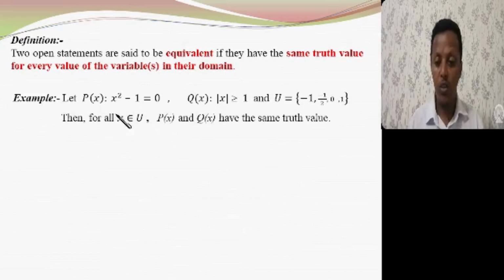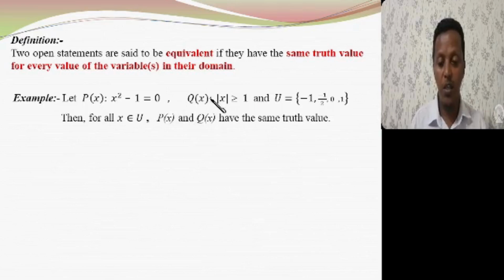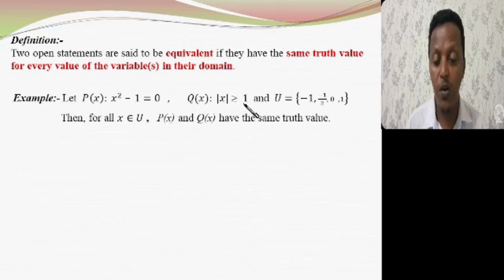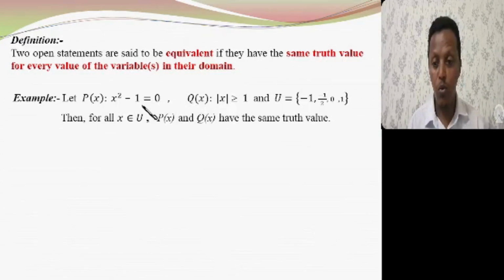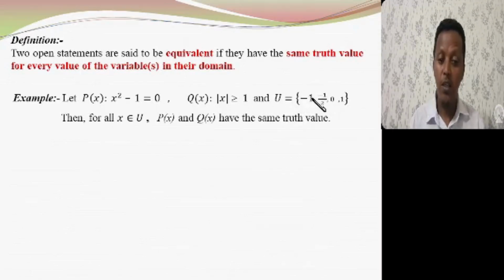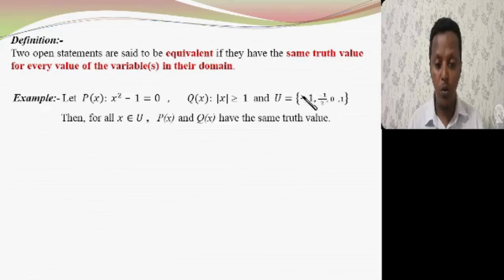Now, to understand this concept, let's take two open statements. P of x: x squared minus 1 equals 0, and the second, Q of x: absolute value of x greater than or equal to 1. Now, considering these two open statements and the domain, x an element of U, in both open statements the variable x is taken from the universal set. So our domain contains four numbers: minus 1, minus half, 0, and 1. So consider x can be one of these four.